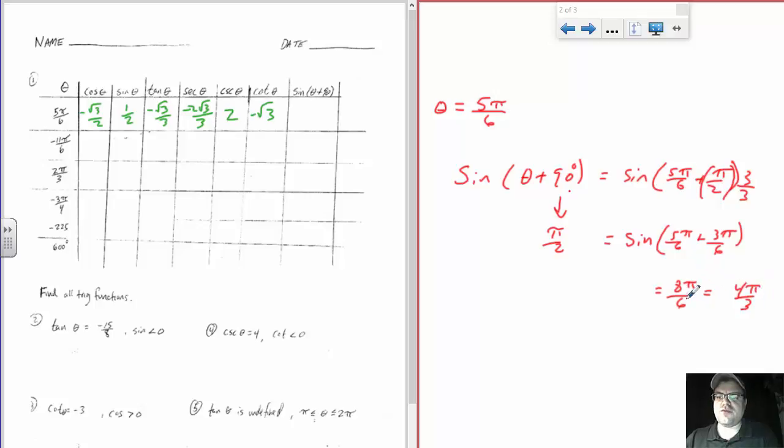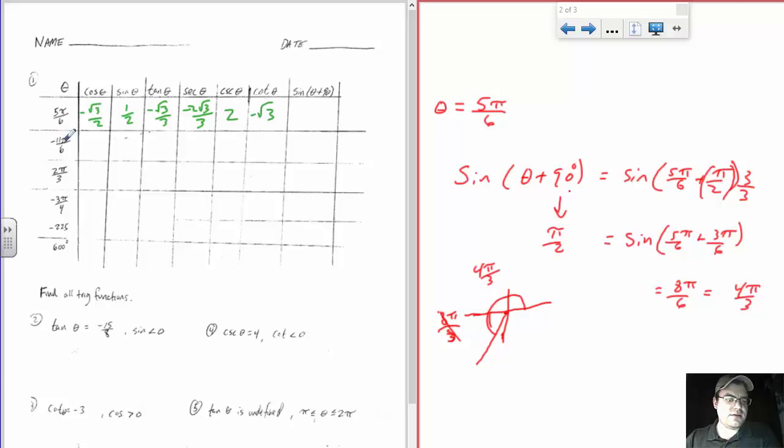Okay, so I want the sine of 4 pi over 3, in other words, is what I'm saying. 4 pi over 3. I know that 3 pi over 3 is the same thing as pi, which is right here. So 4 pi over 3 is pi over 3 further. Of course, pi over 3 is 60 degrees. So if I go pi over 3 further, this whole angle right here is 4 pi over 3.